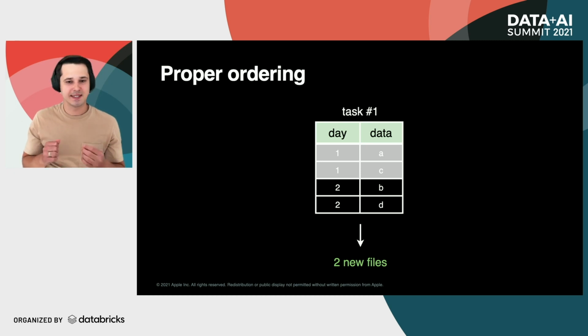Ordering the data within a task is extremely cheap, right? So you don't shuffle the data. That's why I always advise people to do at least this optimization so that you can keep only a single file open and also write the minimum number of files.